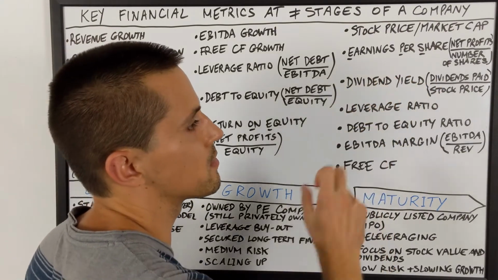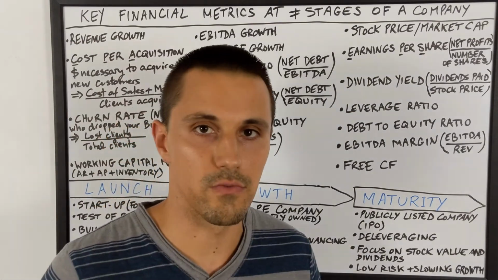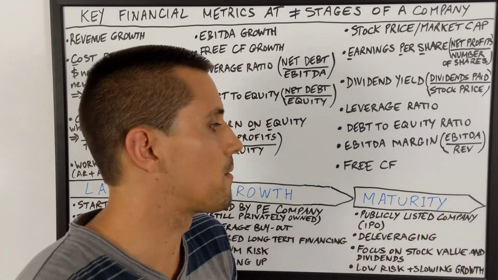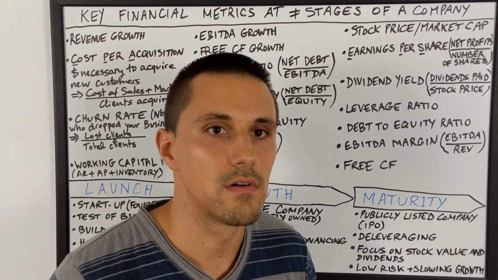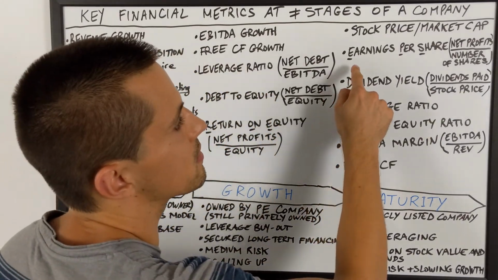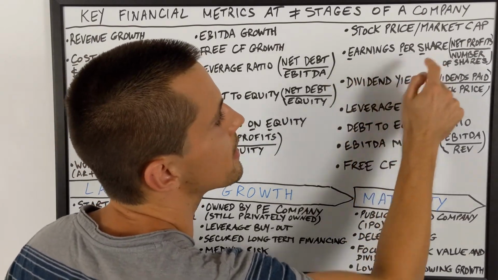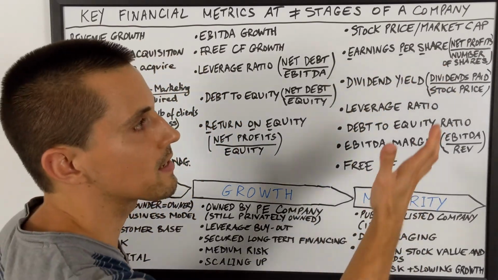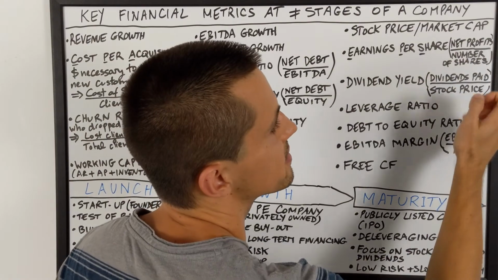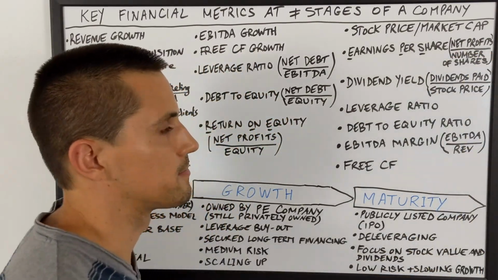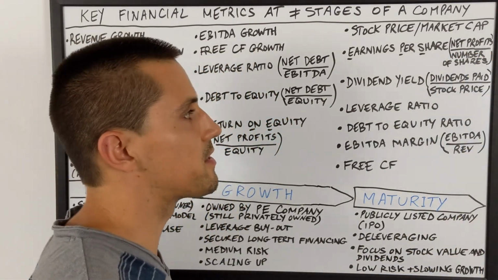Next one, and you will see that if you look at a financial report, for example, from a listed company like Apple, Google, Amazon, they will also always talk about earnings per share, short EPS. What does it mean? It's basically the net profits divided by the number of shares. Next one is dividend yield.